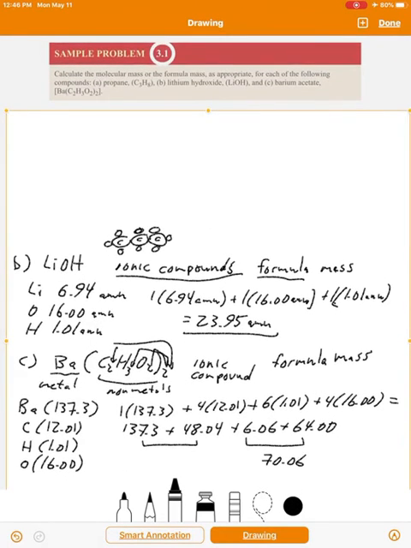Okay, so let's just go ahead and add these up. 137.3, 48.04, and then 70.06. So 0, carry a 1, so that's a 4. And then 8 plus 7 is 15. That's a 4 plus a 4 is 8. 15, carry a 1, and it's 255. Is that right? Looks pretty good. That's about 255.40.